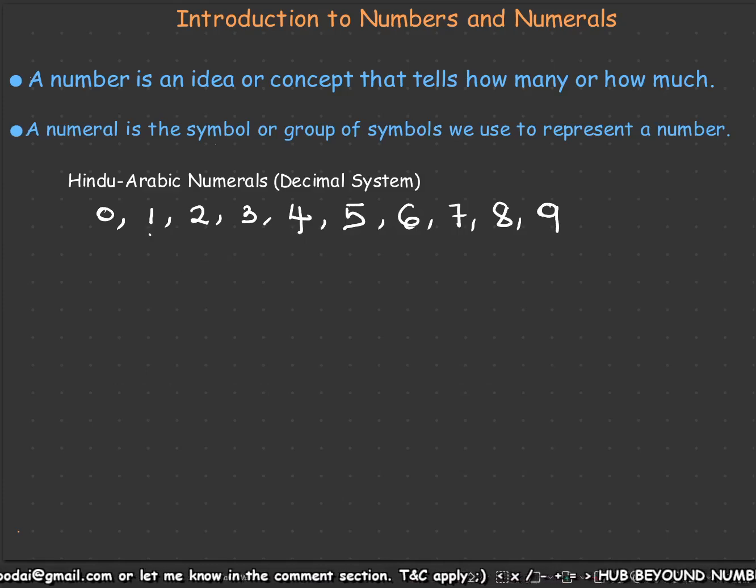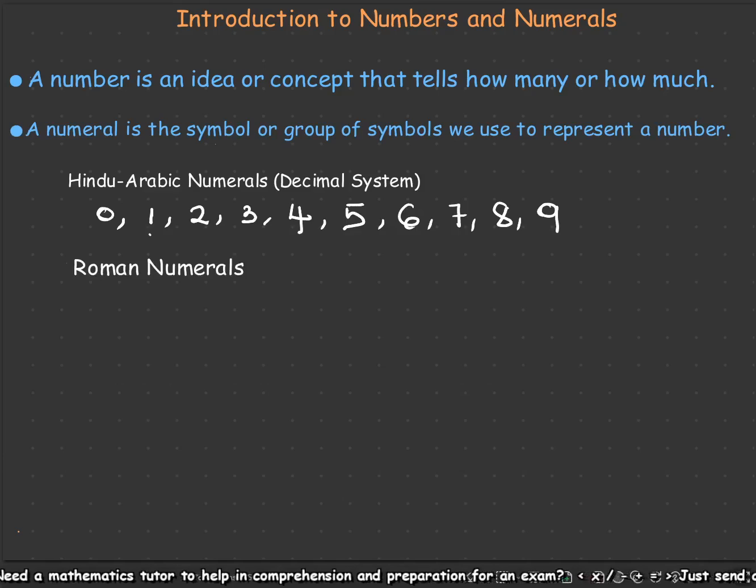Now, the other one, which is very, very old, is the Roman numeral. The Roman numeral, on the other hand, is an ancient system that was used back then in the Roman Empire. For this one, it uses a combination of letters from the Latin alphabet. You get it? So the basic ones we have to know.